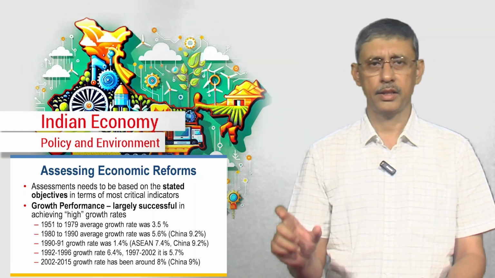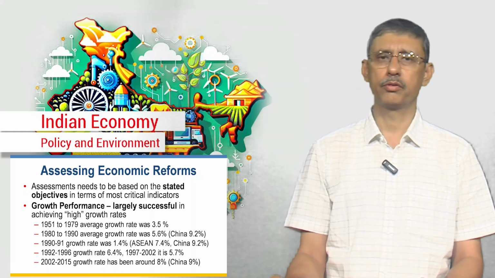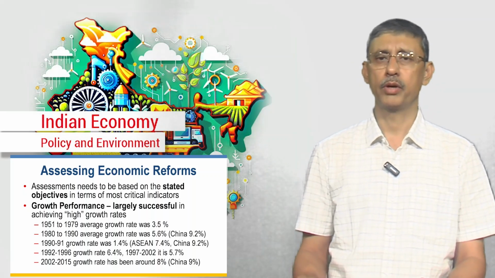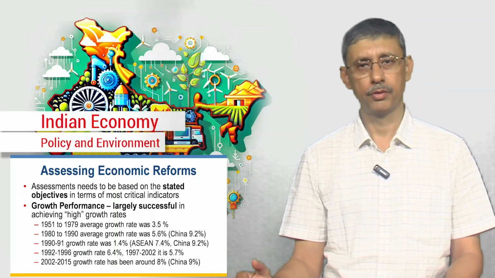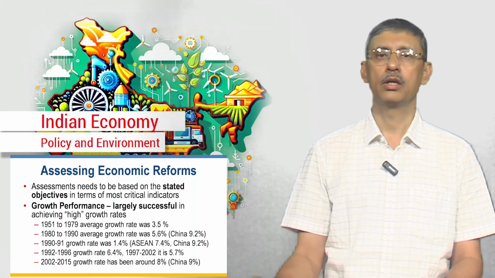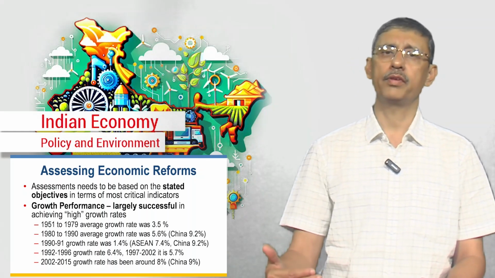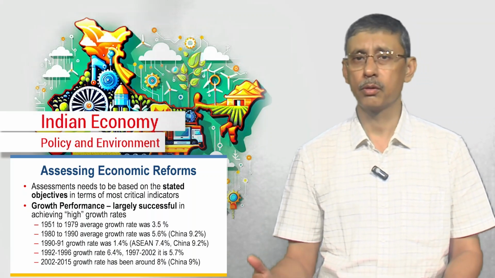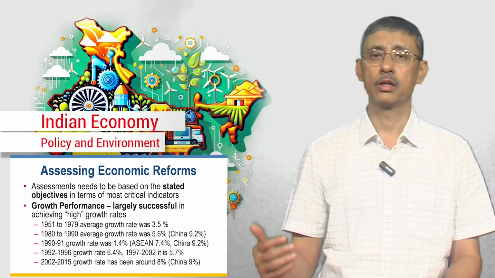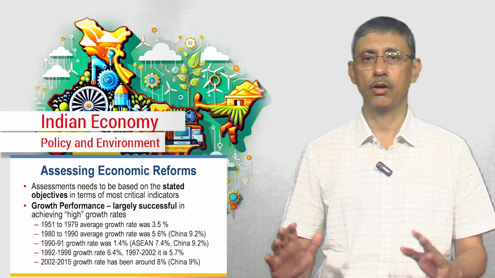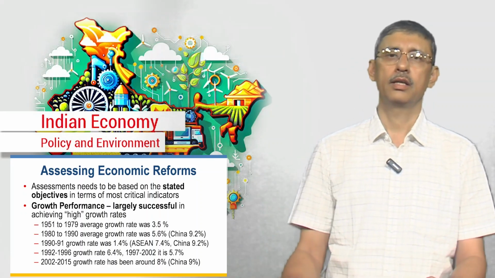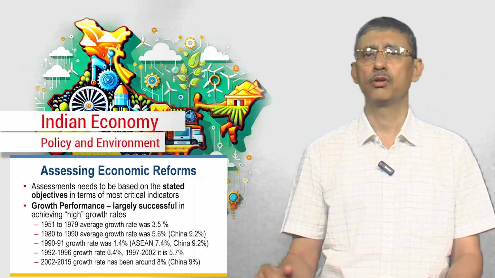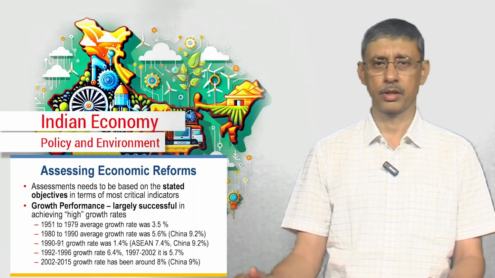That is, in 1990-91, India's growth rate was 1.4%, whereas the ASEAN countries were growing at a rate of 7.4%, China was still 9.2%. And that gave a kind of signal that unless we go for opening up, for flexibility or privatization or liberalization, it is very difficult to grow. And that was the kind of signal which resulted in economic reforms.